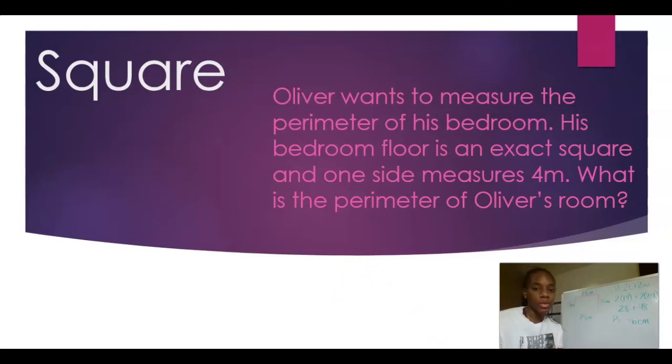So it says Oliver wants to measure the perimeter of his bedroom. His bedroom floor is an exact square and one side measures 4 meters. What is the perimeter of Oliver's room? Remember, whenever you only see that one dimension, they're talking about a square because all of the sides of a square are equivalent to each other.